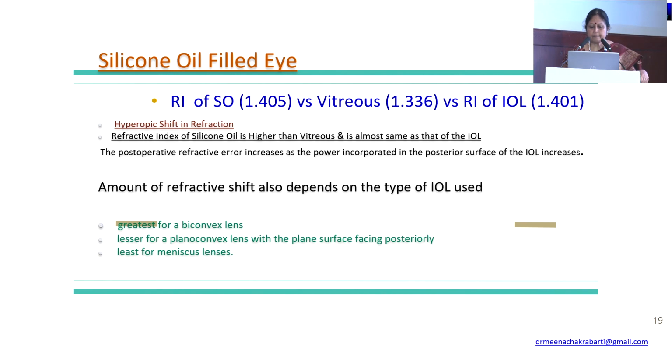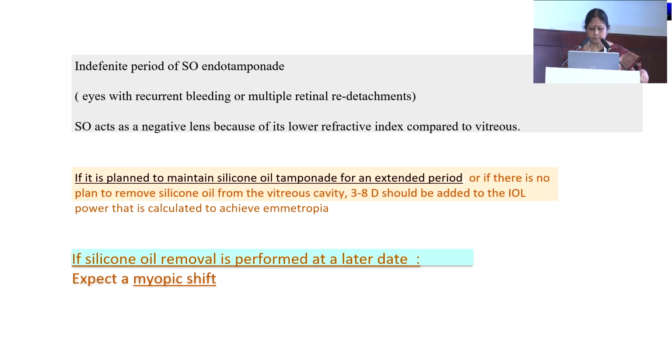We have to bear in mind that the refractive index of the silicone oil is higher than that of the normal vitreous and almost closer to the refractive index of the intraocular lens that we put in the eye. And hence, the silicone oil will act as a minus lens in the eye and negate the power of the lens that you implant. This will account for a hyperopic shift in refraction, which is maximum if the lens is a biconvex lens and least if you are using a meniscus lens. The planoconvex lens would come somewhere in between.